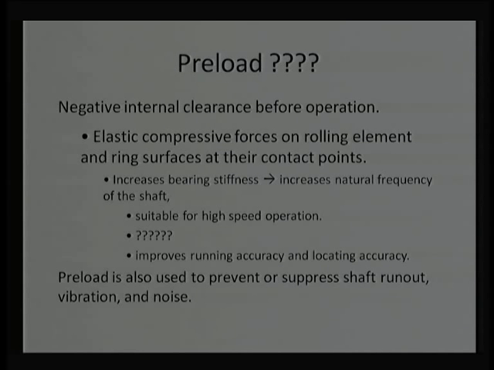Now we come to the negative part of this clearance, which is the negative clearance. Negative clearance before operation is going to cause some sort of elastic force on the ring surfaces, obviously between ring and rolling element surfaces, because there will be contact and there will be some deformation of the bearing surfaces. It has a merit as well as a demerit. It is generally required if there is a high speed application. As shown in a previous slide also, for high speed we require closer tolerance and more and more interference fit. But this is also negative.